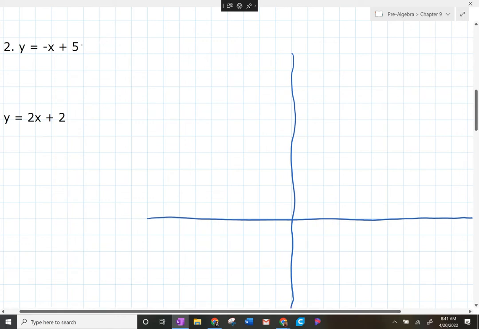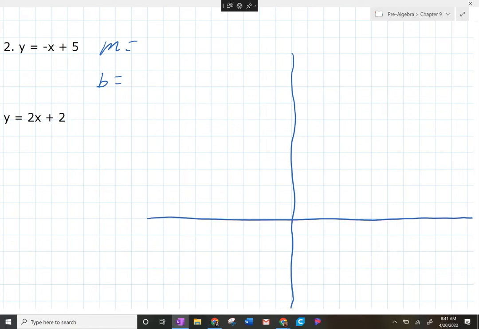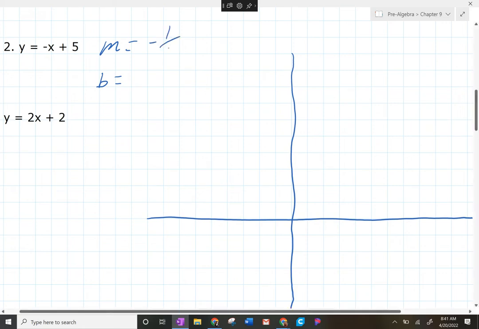All right, for this top one, every single time I need to find my slope and my b value. Somebody help me out. Gabriel, just give me one of them, not both. M is negative 1 over 1. My slope is going to be negative 1 over 1 because he saw right here, x is negative x. Somebody else, give me what my b value is going to be for that top one. Lawrence? 5. Fantastic.